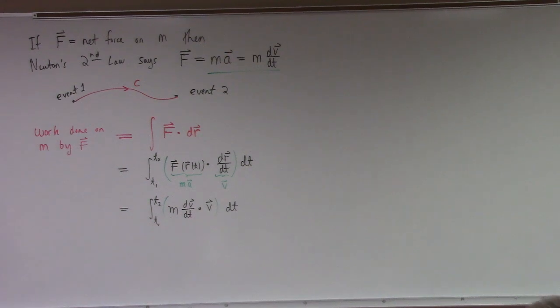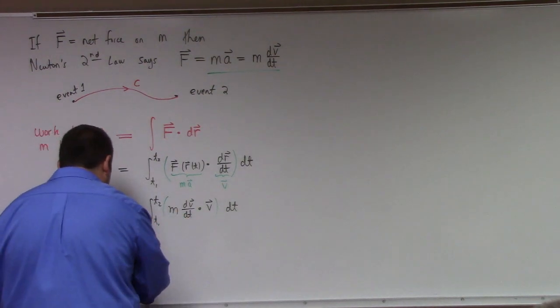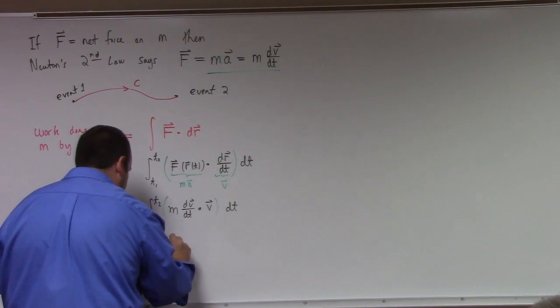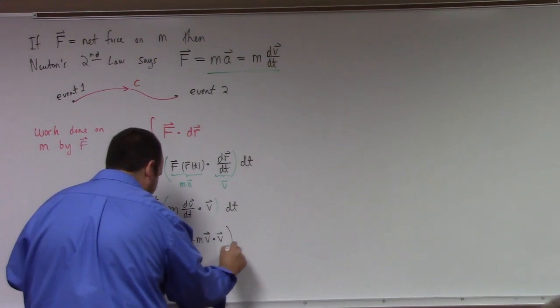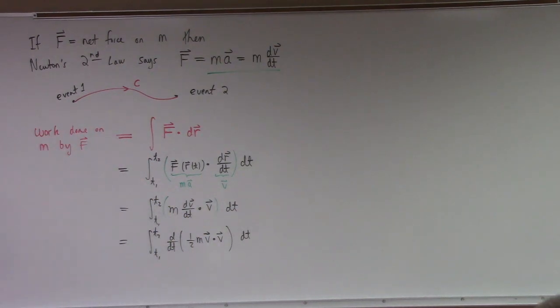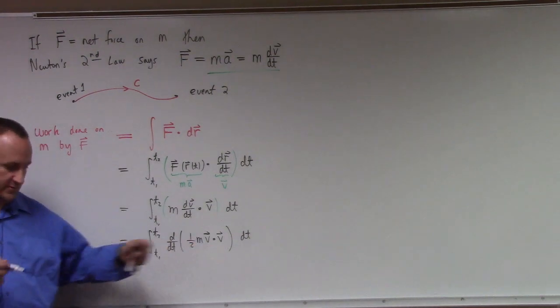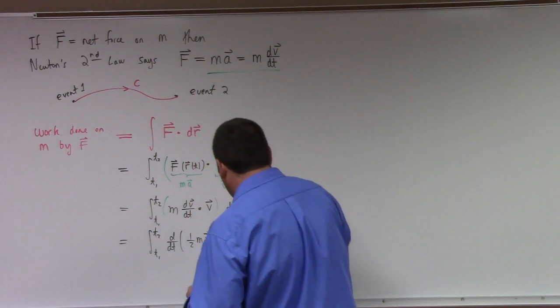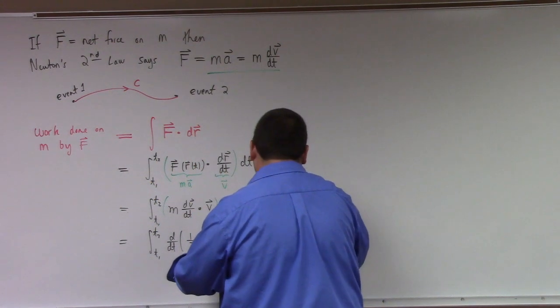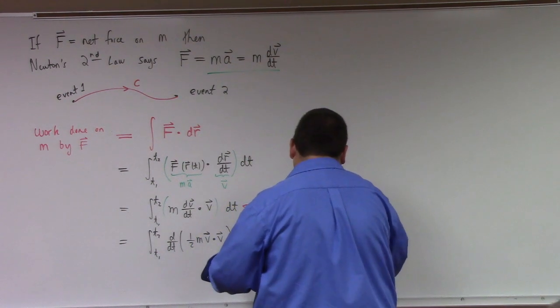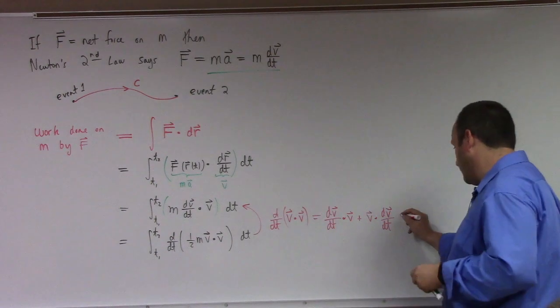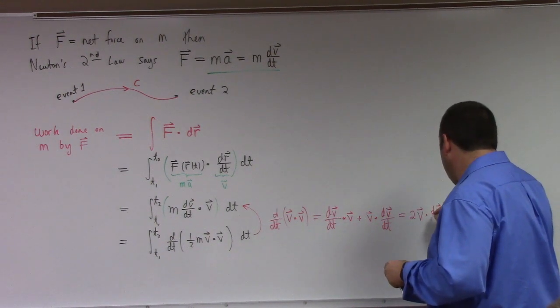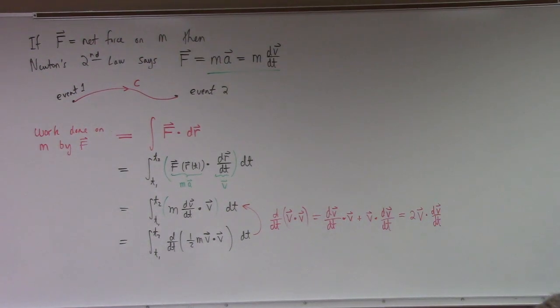Then, there's a neat little trick that we can do here. An identity involving calculus and the dot product says this is really just the integral from t1 to t2 of d/dt of 1/2 m v dot v. Because if you take the derivative, how does this work? Did you guys understand that step? If we go this way, what's d/dt of v dot v? This is dv/dt dot v plus v dot dv/dt by the product rule for the dot product. So of course that's 2 v dot dv/dt. And so that's why that step makes sense.